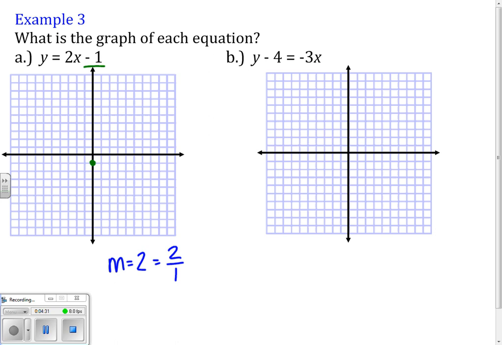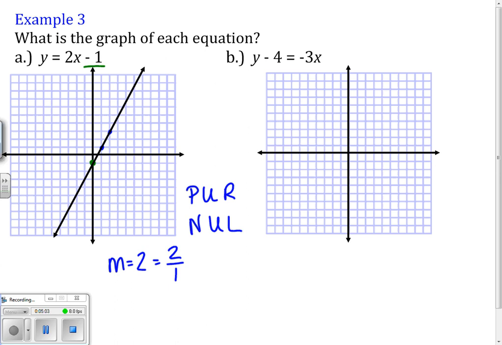So from your y-intercept, rise 2, run 1, and put a dot. Rise 2 and run 1 and put a dot. Until you've got at least 3 points on your graph, and then connect them with a straight line. Just a quick reminder, positive slopes go up and to the right. Negative slopes go up and to the left. Positives go up and right, negatives go up and left.